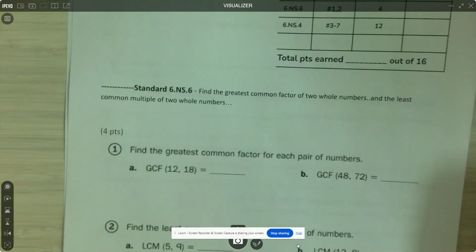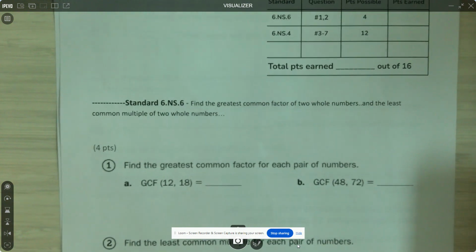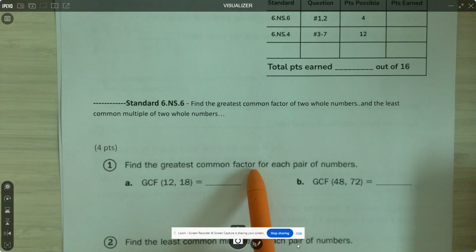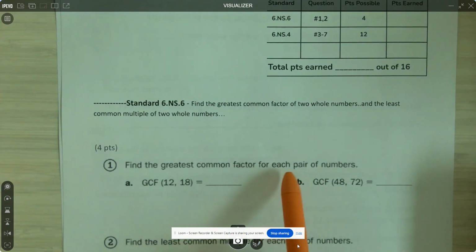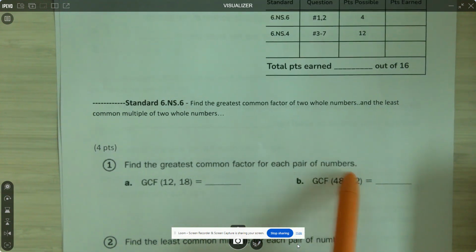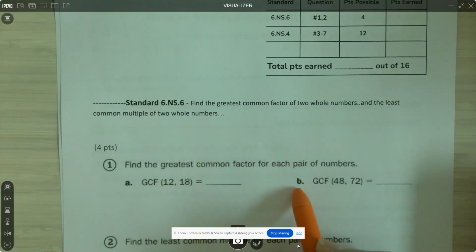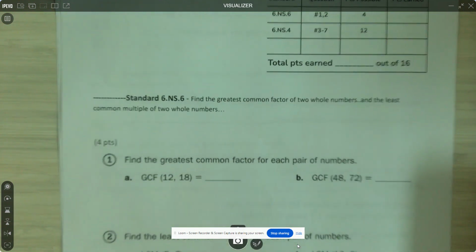So on number 1, it wants you to find the greatest common factor, or the GCF, for each pair of the numbers. So on A, you're going to find the greatest common factor of 12 and 18. And then for B, you will find the greatest common factor of 48 and 72. So go ahead and pause your video to be able to find those.